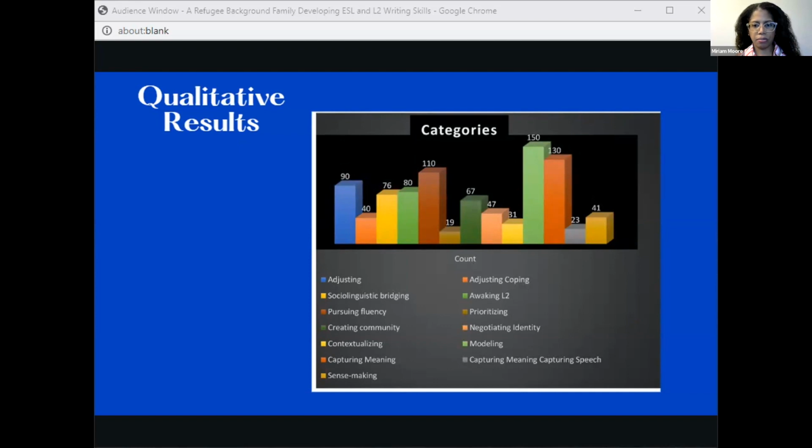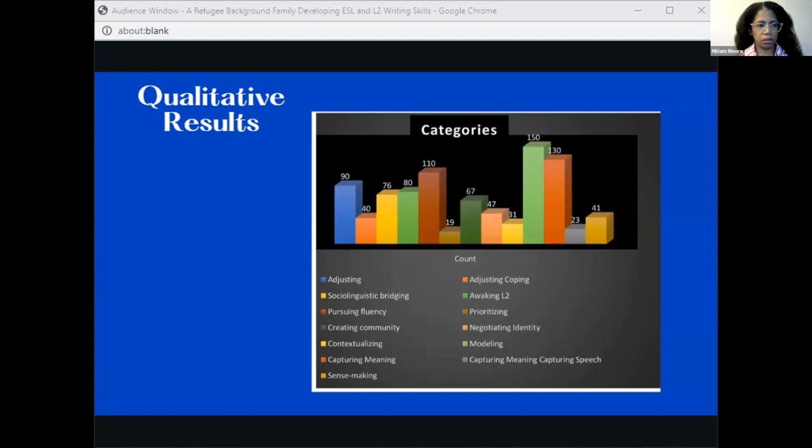The numbers on this are not that important, but it does show that while modeling, capturing meaning, and pursuing fluency were the basic building blocks of beginning fluency, there were more complex processes already underway in English, such as sense making and sociolinguistic bridging and creating community. And that was specifically related to the role of the family. These are even more complex and advanced processes that you wouldn't expect to see during the first year of resettlement. So that was encouraging to see.